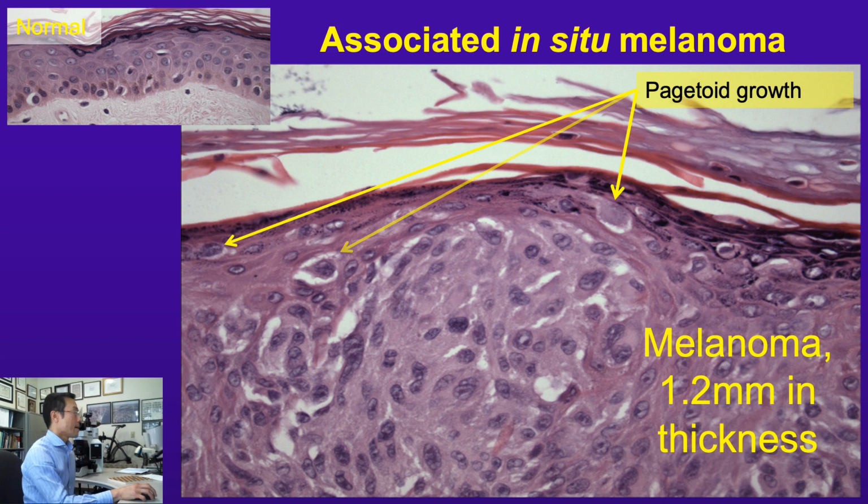At higher magnification, we can see the upper portion of this invasive melanoma with normal skin for reference on the upper left-hand corner. The vast majority of invasive melanomas will show changes of melanoma in situ in the overlying epidermis. So again, we can see pagetoid upward scatter of atypical melanocytes as well as an unusually large nest composed of cytologically identical atypical melanocytes.